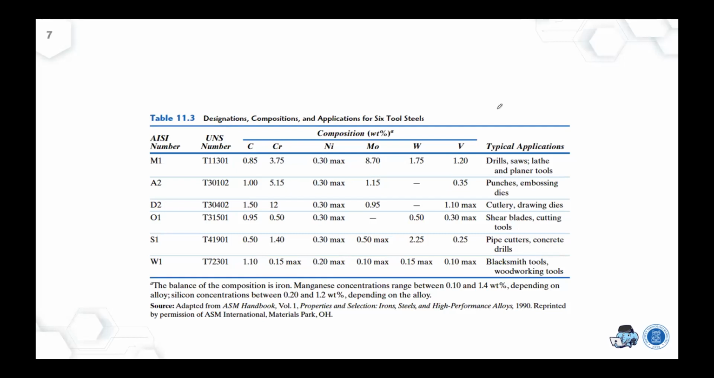And this one is for the medium steel. The medium carbon or the high carbon steel can be for tool steel, for equipment, so for drills, saws, punches, blades, cutters, and blacksmith tools. It has some chrome and a little bit of nickel added for corrosion resistance, and also molybdenum. This one has tungsten and also vanadium.